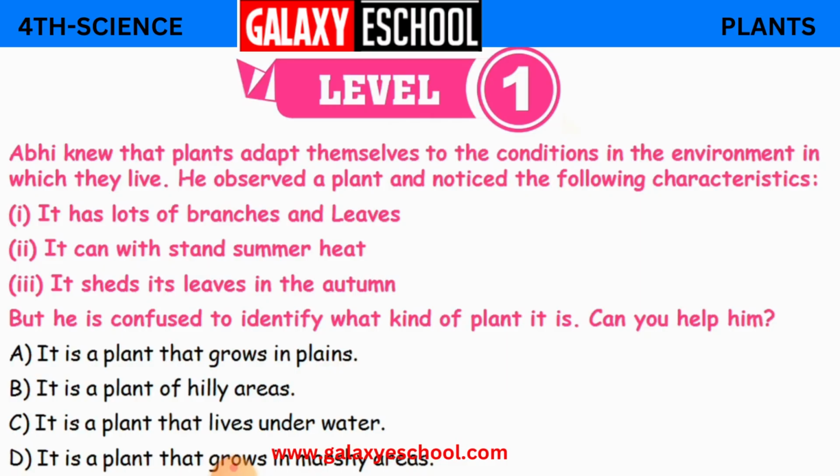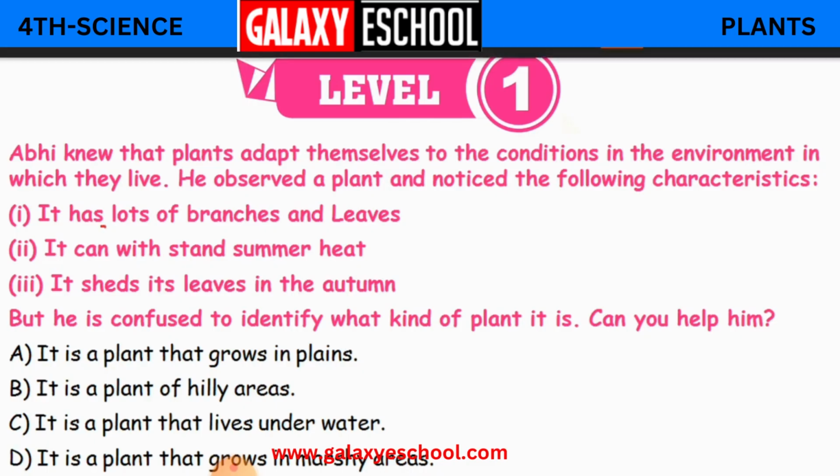What are they? It has lots of branches and leaves. It can withstand summer heat. It sheds its leaves in the autumn. So these three are the characteristics of the plant. The plant has got lots of branches. It can withstand summer heat, in the sense it can tolerate the heat of the sun, and it sheds its leaves in the autumn. Okay, but he is confused to identify what kind of plant it is.